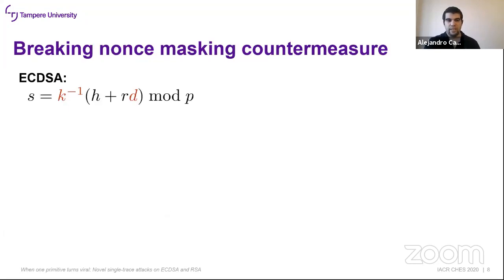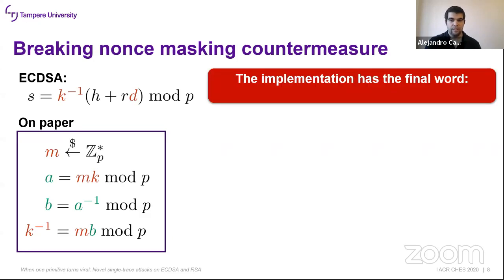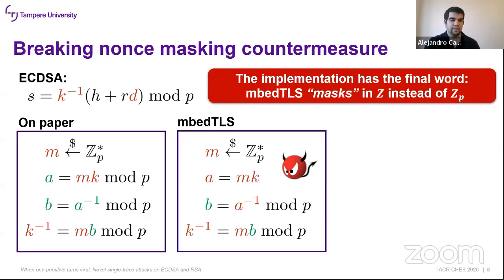The first attack is against ECDSA, especially in the linear part, where the nonce K is inverted modulo P. There is a very well-known countermeasure that masks this nonce using multiplicative masking. On paper, this countermeasure looks like this. However, the implementation always has the final word, and MbedTLS, instead of multiplying modulo P, multiplies in the integer realm. Therefore, the product A equal MK is no longer safe.